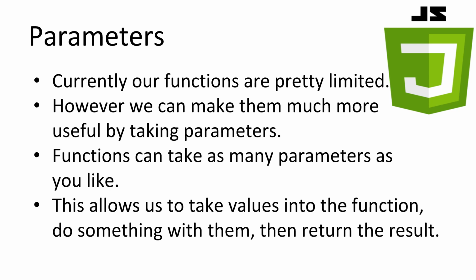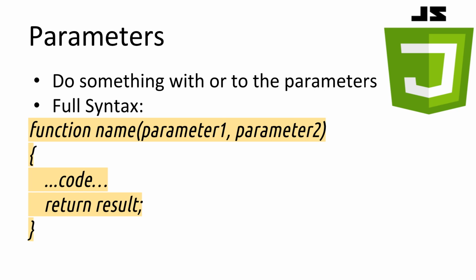Currently, our functions are pretty limited. They can execute code and maybe return a single value. We can make our functions much more powerful by using parameters. Parameters are values that are given to a function when it is called. We can give functions as many values as we like. The benefit of passing values into a function with parameters is that we can make the function do something with those values. The full syntax of a function looks like the following.